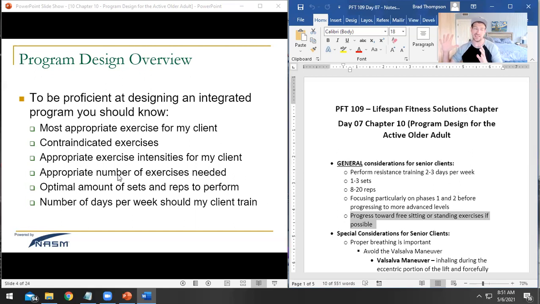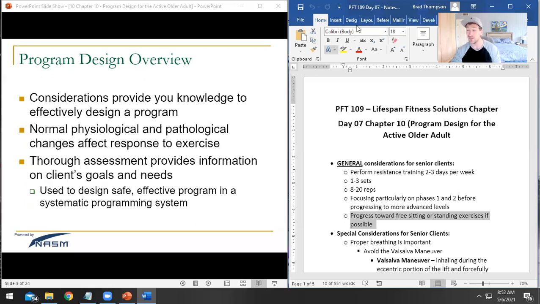We know that high repetition actually puts a little bit too much pressure on those joints and can lead to inflammation and make those problems worse. If your client has diabetes, we need to be cautious of watching blood sugars. So we need to be exercising at appropriate intensities. We need to select the right number of exercises. We want to get the right amount of training volume over the course of a week. And we want to perform the optimal amount of sets and reps. So there's a lot of stuff to consider.